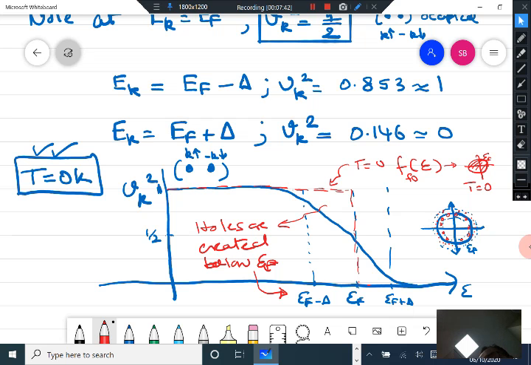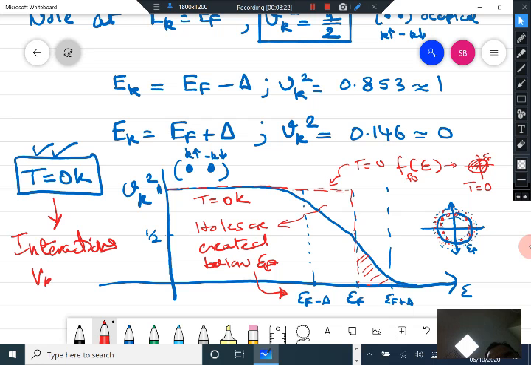So here you are creating vacancies below EF, and at energies above EF, you are creating occupied states, shown by these red dots, which are present above EF, and these are the holes which you are creating. So you are creating empty and occupied states around the Fermi energy right at 0 Kelvin, and remember all of this is happening at T equal to 0. This is coming because of interactions.